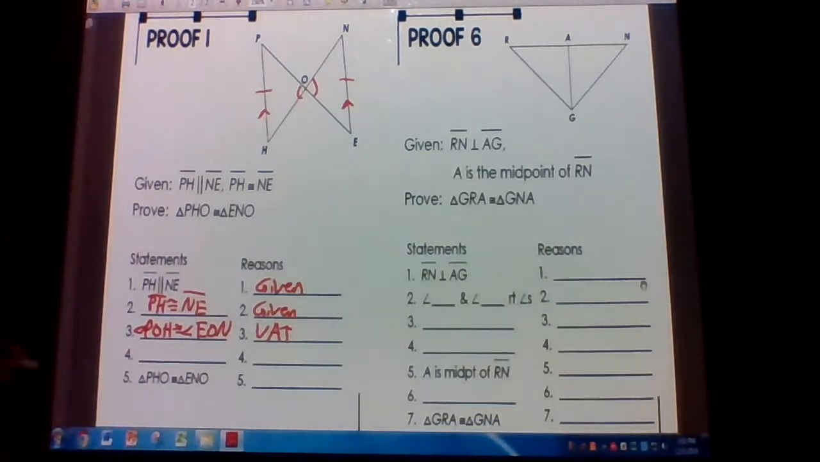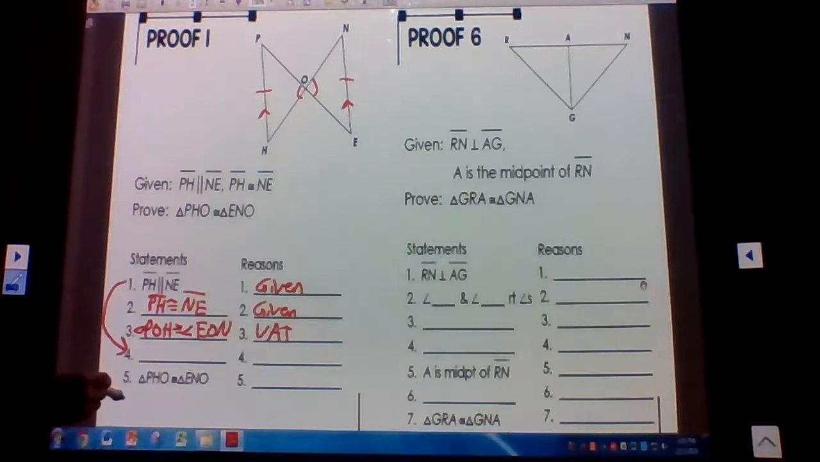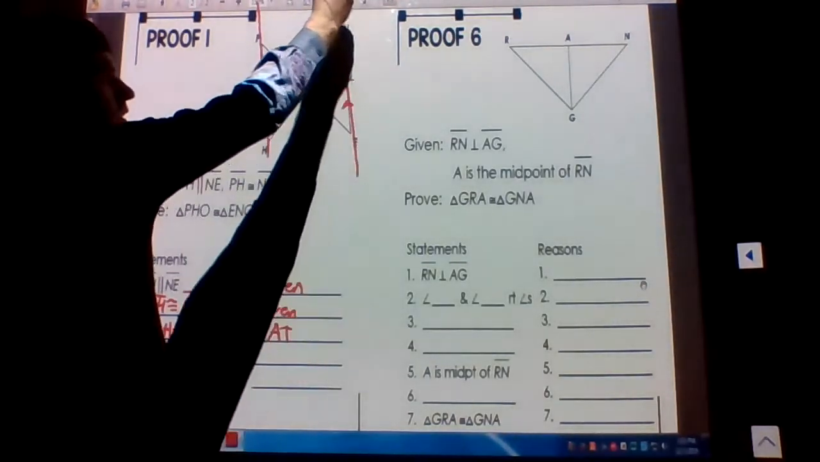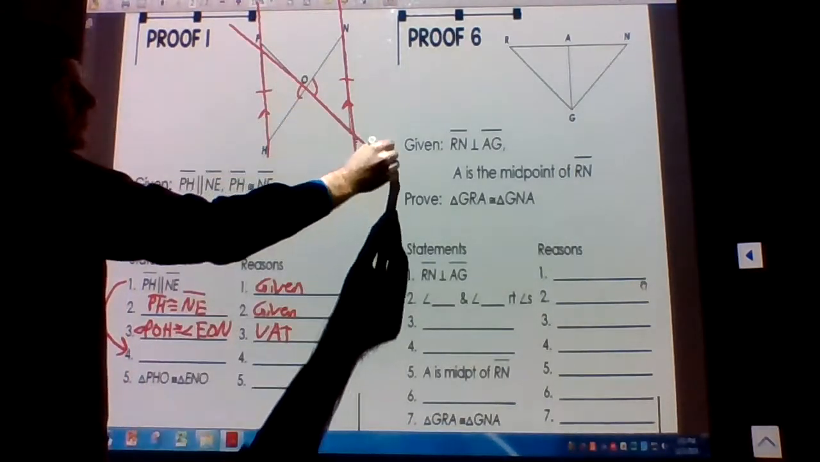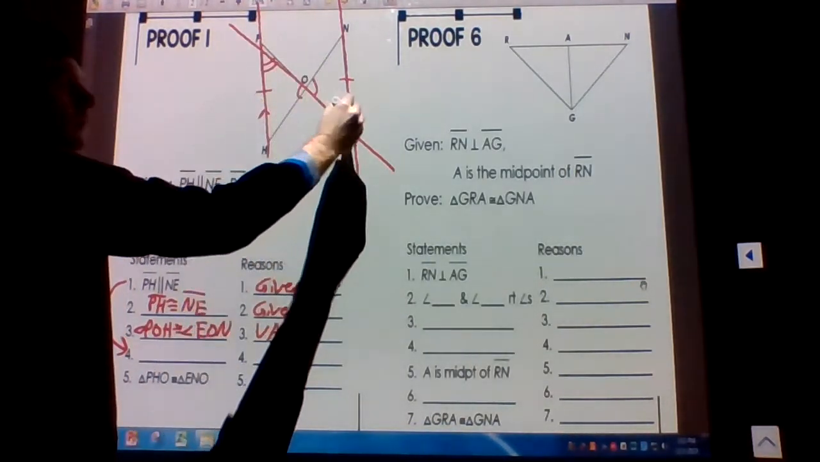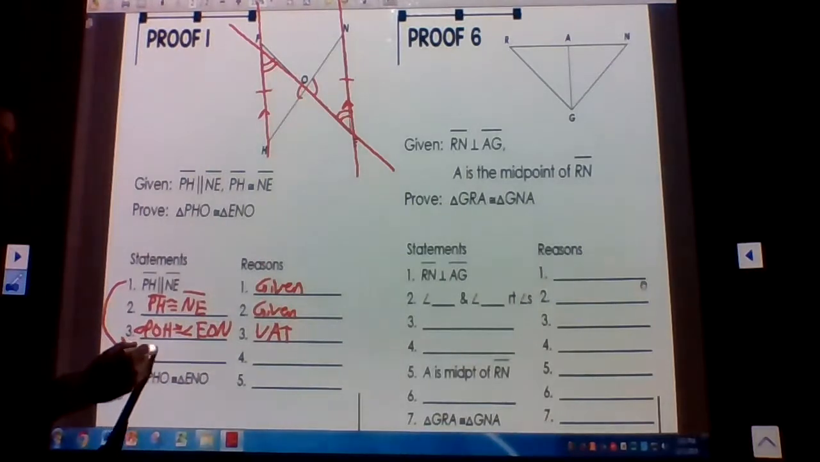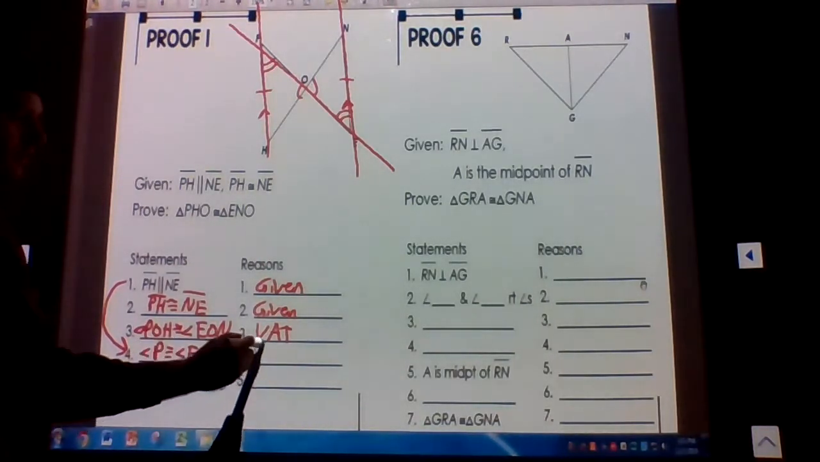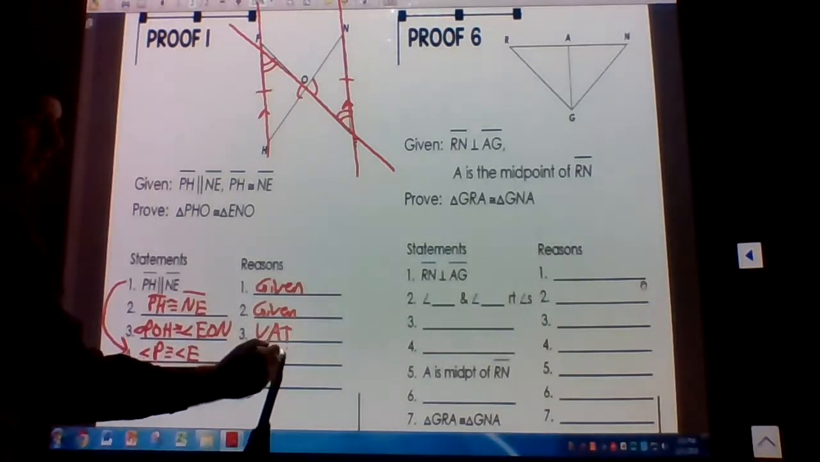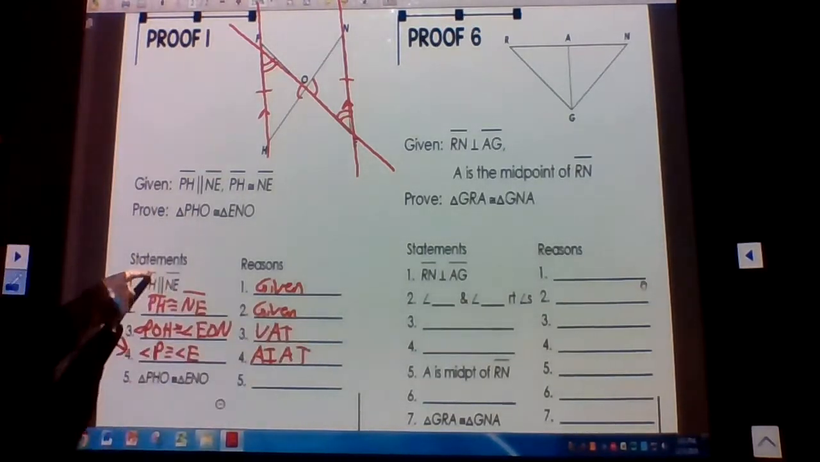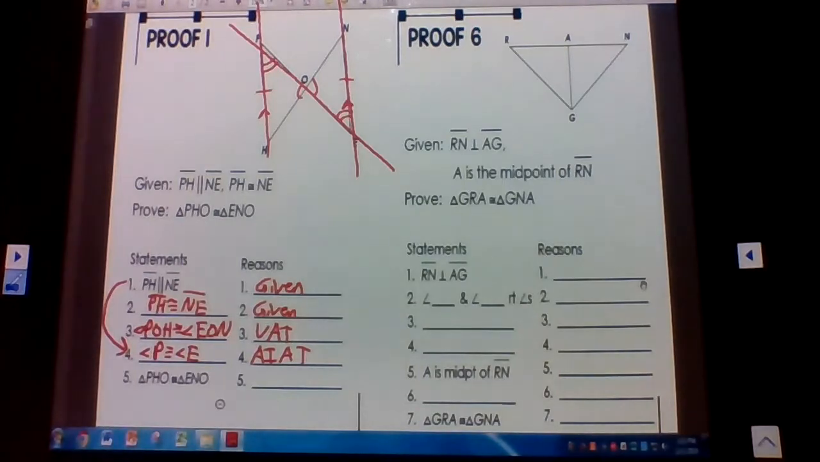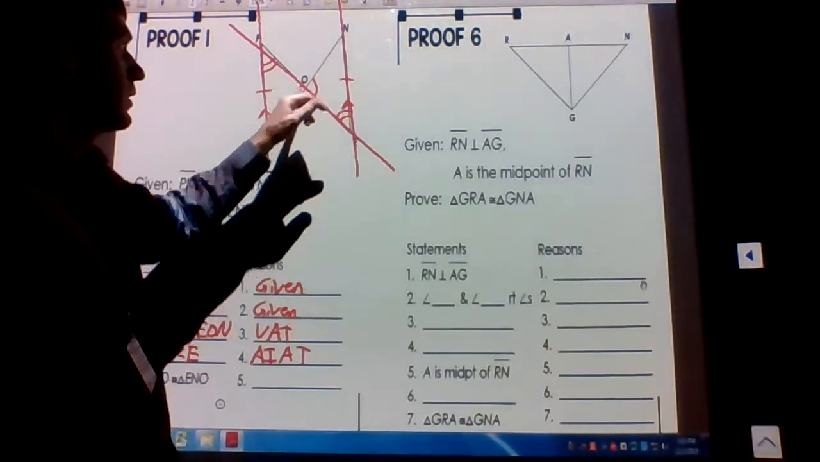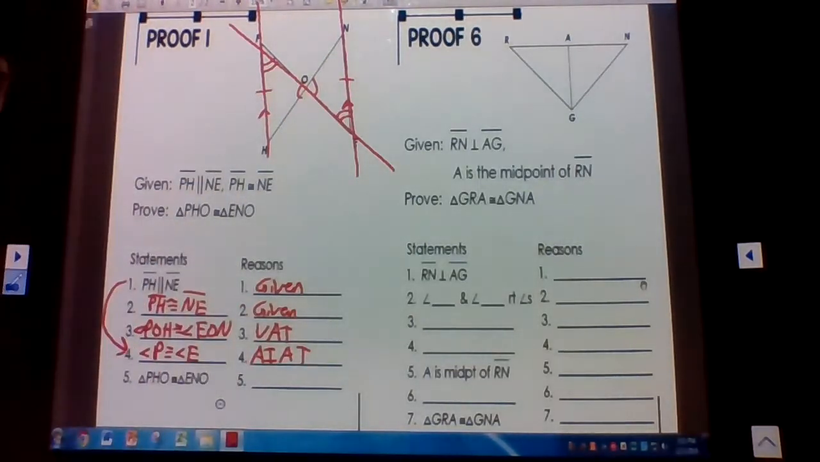Parallel lines, we do have parallel lines. If we have parallel lines, we're looking for alternate interior angles. Okay, so here's a transversal. Alternate interior would be angle P is congruent to angle E. Those are alternate interior, and they're congruent because the lines are parallel. The alternate interior angle theorem tells us if the lines are parallel, alternate interior angles are congruent. We could have also used this as our transversal and said angle H was congruent to angle N. That would have been fine too.